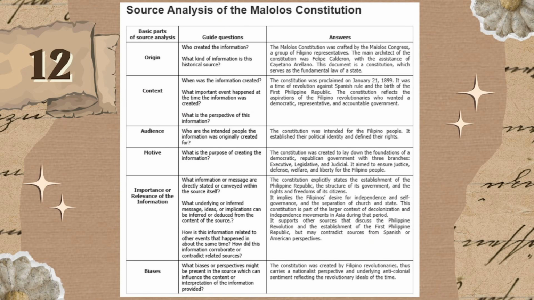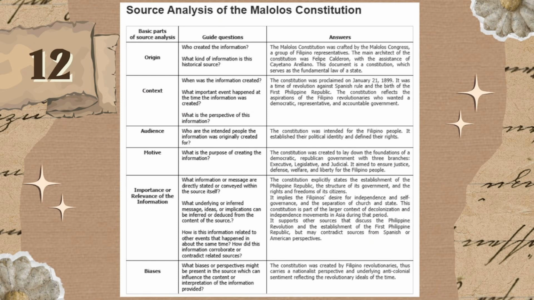The next one is the context. When was the information created? What important event happened at the time the information was created? What is the perspective of this information? The Constitution was proclaimed on January 21, 1899. It was a time of revolution against Spanish rule and the birth of the First Philippine Republic. The Constitution reflects the aspirations of the Filipino revolutionaries who wanted a democratic, representative, and accountable government.